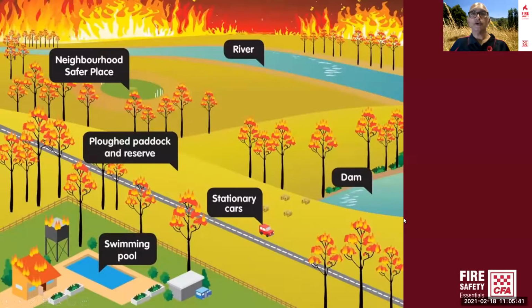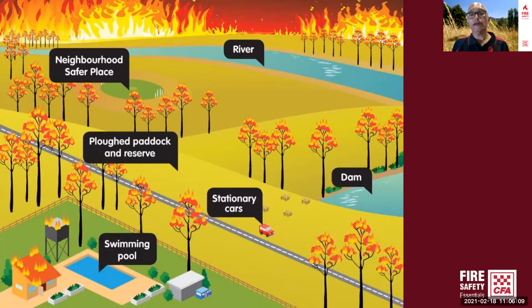We often talk about seeking refuge in water courses. So water courses such as rivers, a nearby dam, a swimming pool. And of course, in the event of an emergency, and if you are caught out, this might be your only form of survival or chances of survival away from the intensity of both ember attack, radiant heat, and of course, direct flame damage to your property.